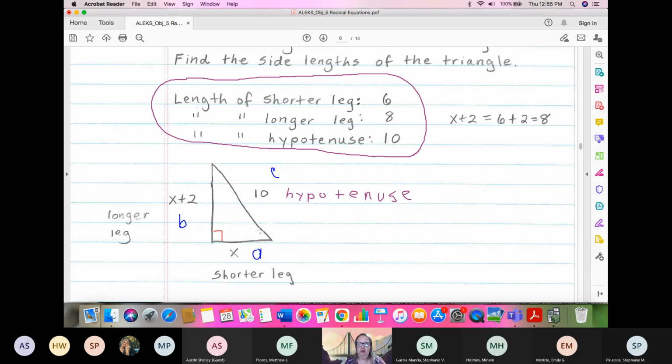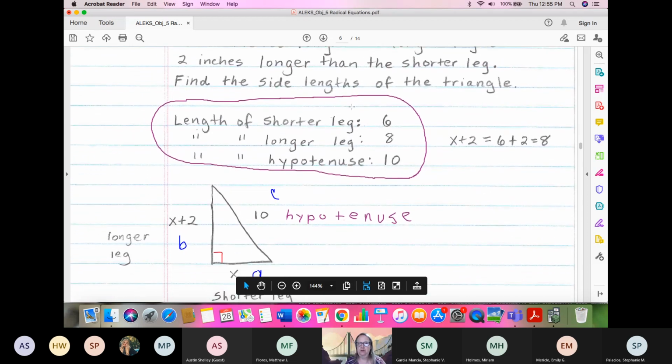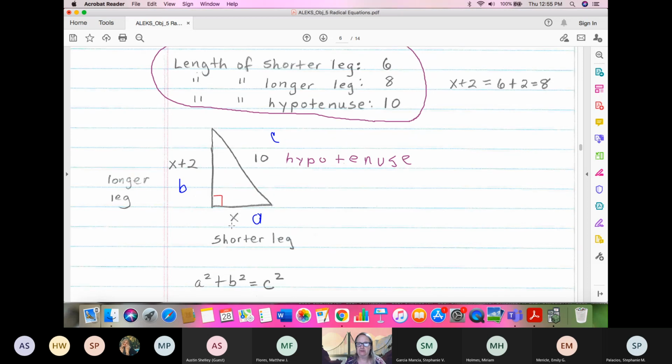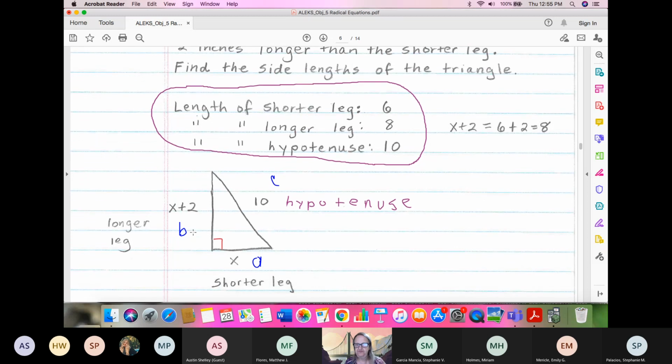The longer leg is 2 inches longer than the shorter leg. So we take the X and we add 2. The shorter leg we are denoting by just X. And then to get the longer leg, we take the length of the shorter leg, which is X, and add 2 to it. So the longer leg is X plus 2. That's how we're going to represent it for now.